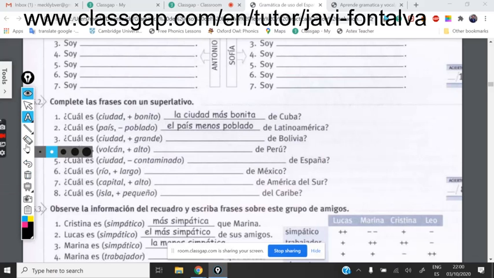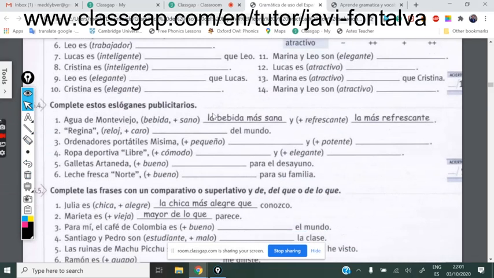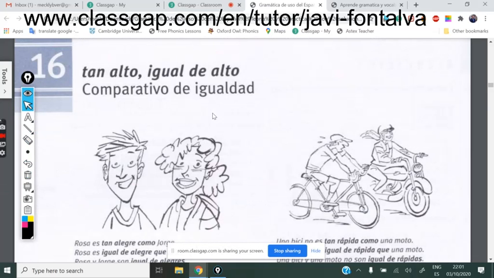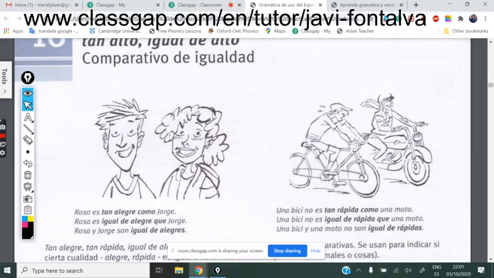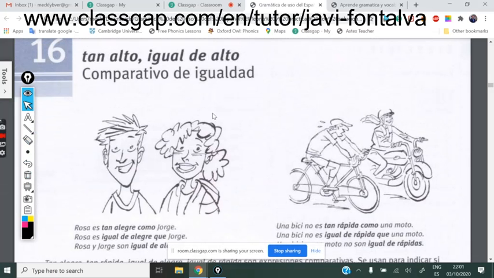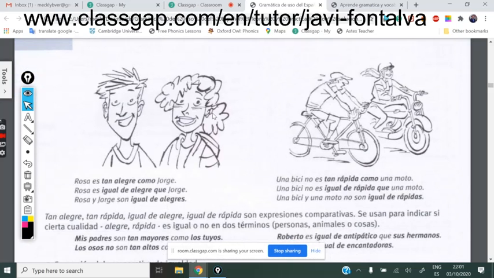Okay. Now we can see equality. So, as tall as, or the same height as, etc. Okay, over here there are many ways. Maybe it's a little bit more difficult in English because we have several ways to do the same.